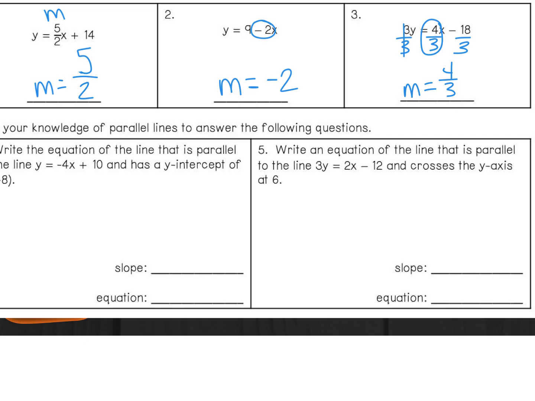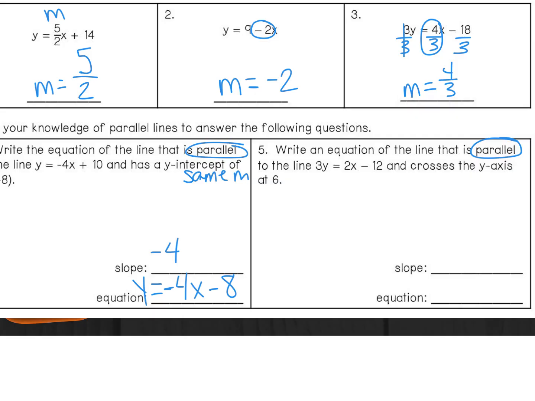Write the equation of the line. Okay, look for those keywords. Parallel, we just said, means it's going to have the same slope as y equals negative 4x plus 10 and has a y-intercept of negative 8. Okay, so if it's parallel, what is my slope going to be? Negative 4. m is negative 4. So my equation is going to be y equals, we're going to keep that slope. What's my new y-intercept? Negative 4x minus 8.